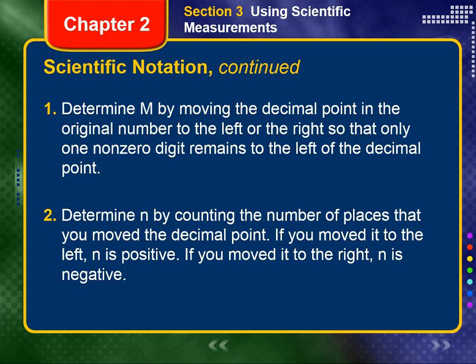1. Determine m by moving the decimal point in the original number to the left or right so that only one non-zero digit remains to the left of the decimal point. 2. Determine n by counting the number of places you moved the decimal. If you moved it to the left, n is positive. If you moved it to the right, n is negative.